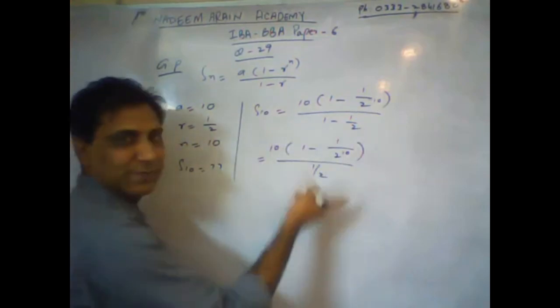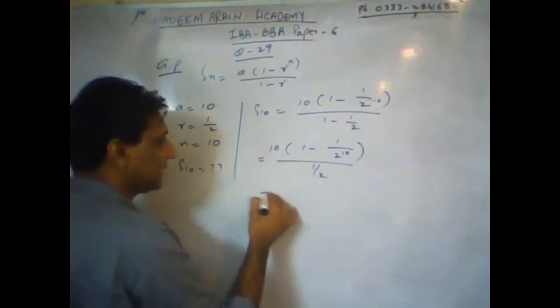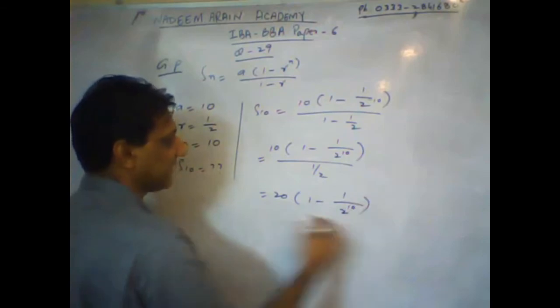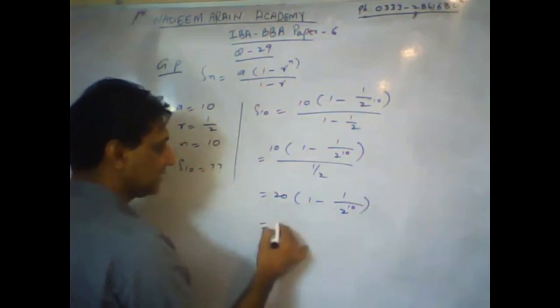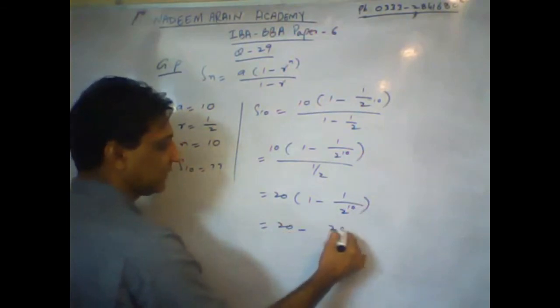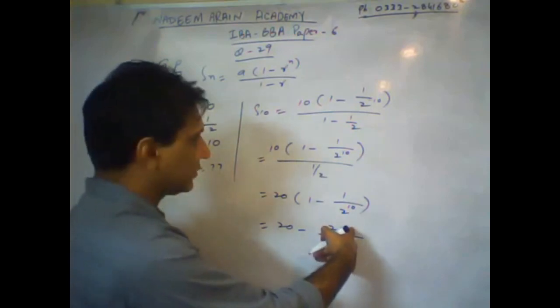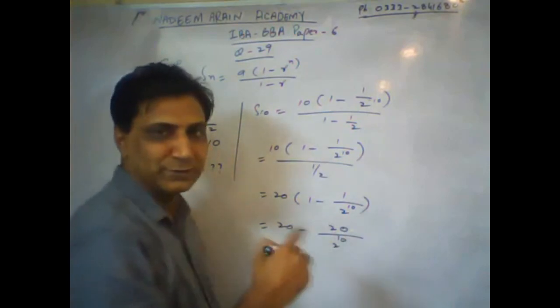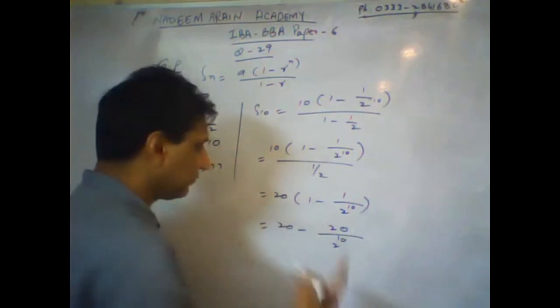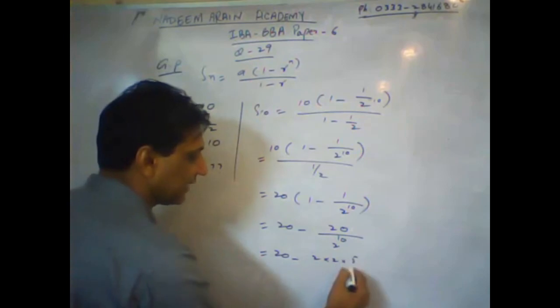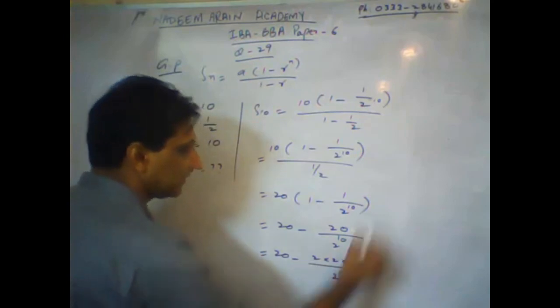Okay, 1 upon 2 will be 2 times 10, that is 20 times 1 minus 1 upon 2 to the power 10. Multiply this with 120 minus 20 over 2 to the power 10. We can break this 20 into 2 into 2 into 5. All right, so 20 minus 2 2 5 over 2 to the power 10.